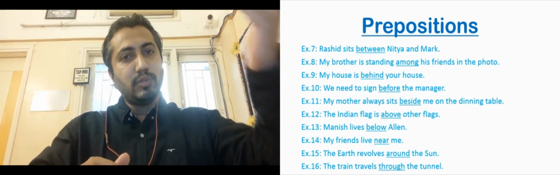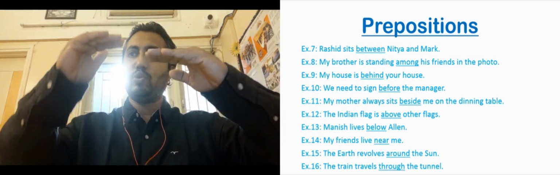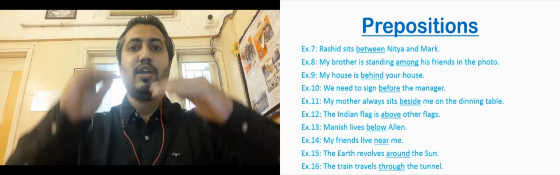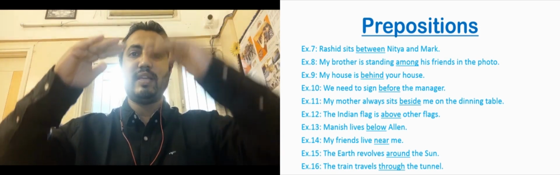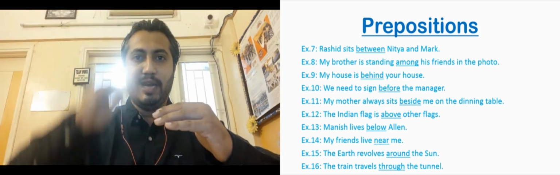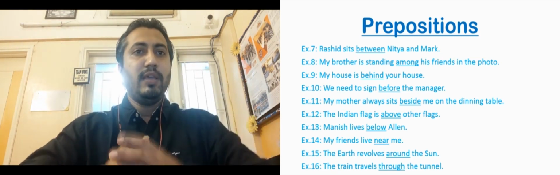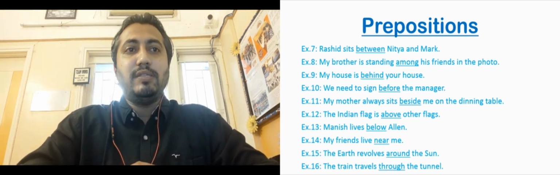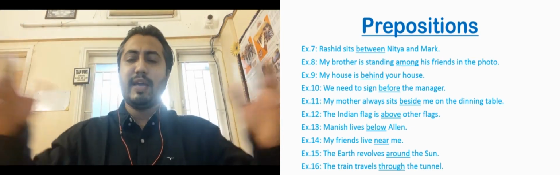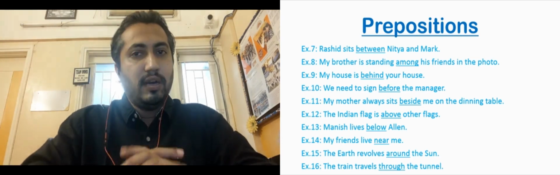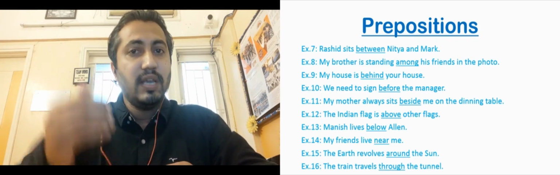Okay, Manish lives below Alan. Now Manish's house is below. Comparison में देखो तो Alan का ऊपर है, Manish का घर नीचे है. So we will say Manish lives below Alan. Okay, so whenever there is a matter of comparison about height, we use the prepositions above and below. Okay, so next one, my friends live near me. Near मतलब नजदीक. It can be anywhere, सामने, पीछे, बगल में, कहीं पे भी, but near, नजदीक में. So whenever we want to say नजदीक में है, we use the preposition near.